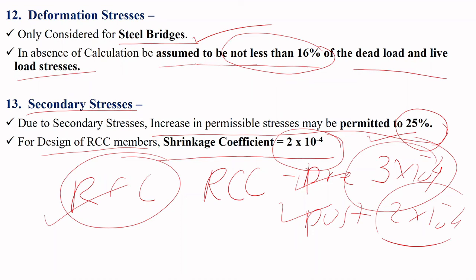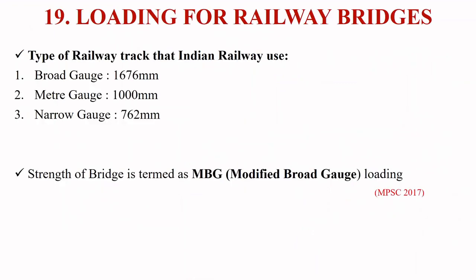Okay, now we will see the next, that is railway bridges. Now what is the loading for railway bridges? We have seen the loading for highway bridges, or we can say roadway bridges. Now we will see the loading for railway bridges. So our next point is railway bridges. Now what are the values for railway bridges?